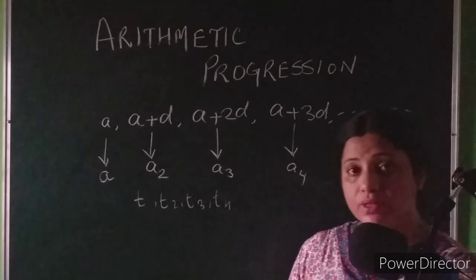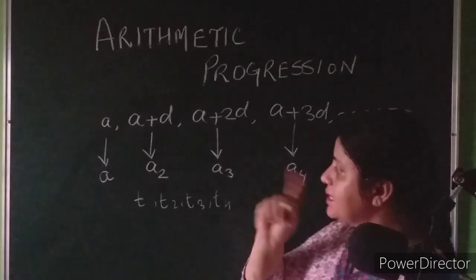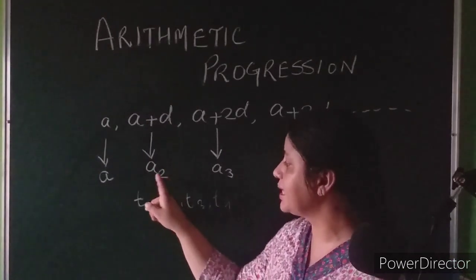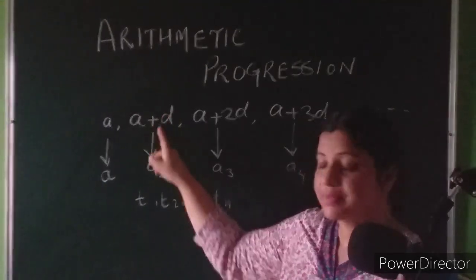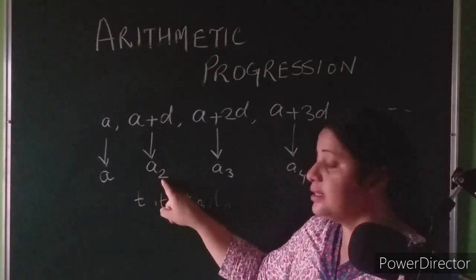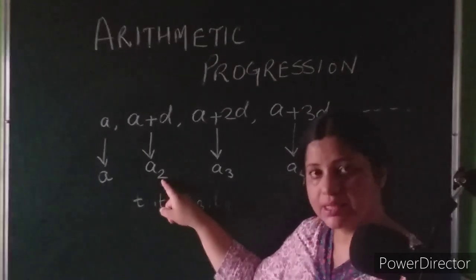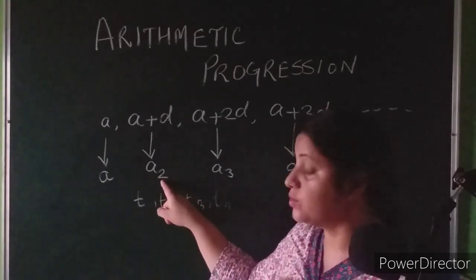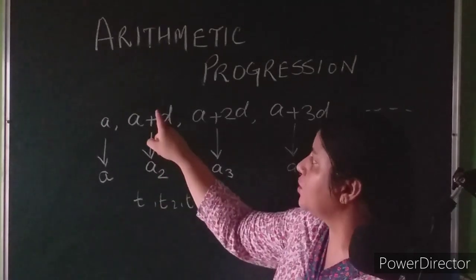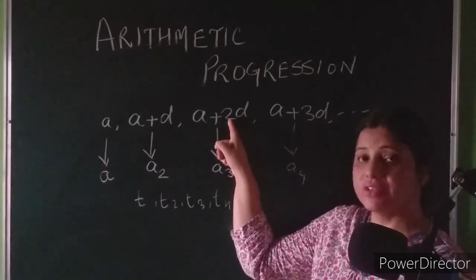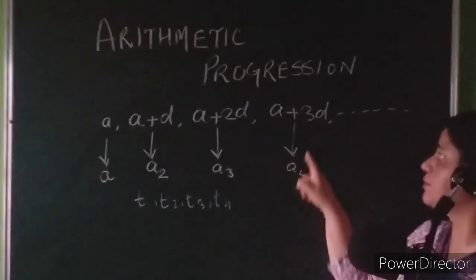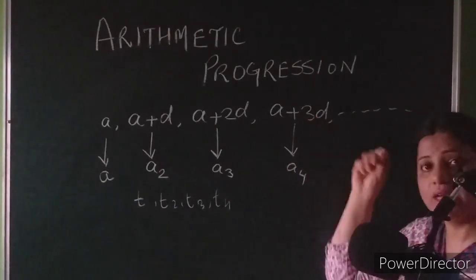Now, I want to tell you a very interesting part here. Just check for the second term, what is the coefficient of d? The coefficient of d is 1 only. For the second term, the term at the second place, we put the coefficient of d as 1. For the third term, what is the coefficient of d? The coefficient of d is 2. For the fourth term, the coefficient of d is 3 and so on.